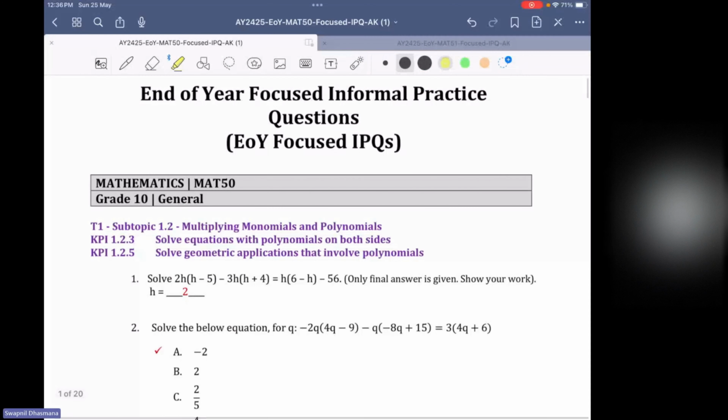End of year review for Math 50. The learning objectives are solving equations with polynomials on both sides. We will do the first question.